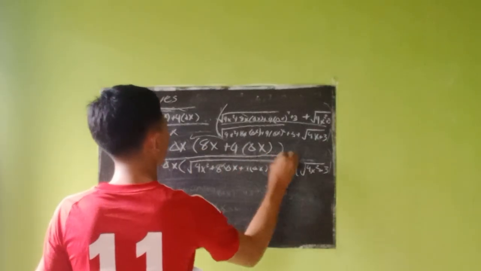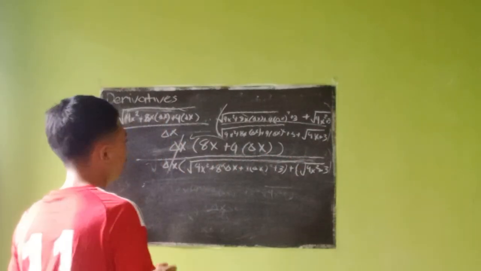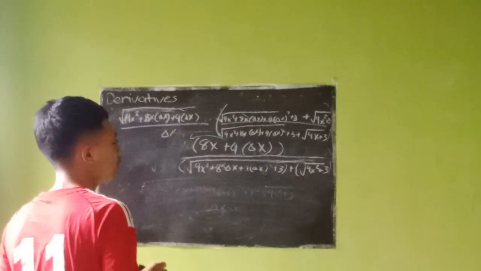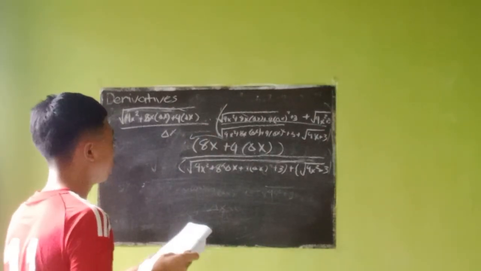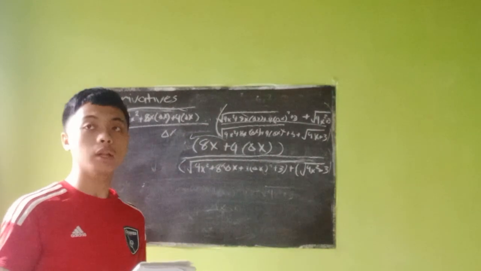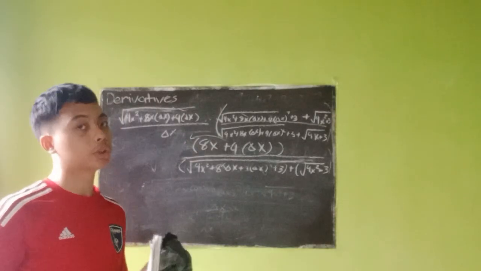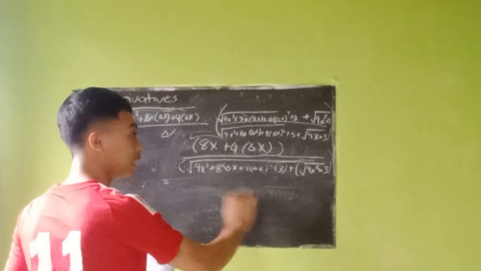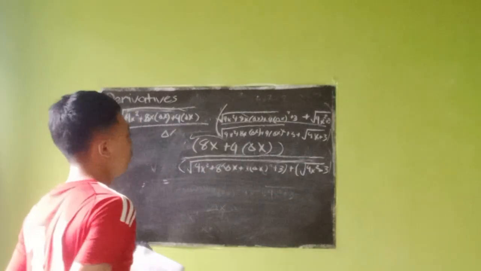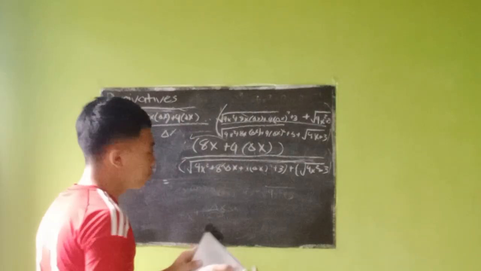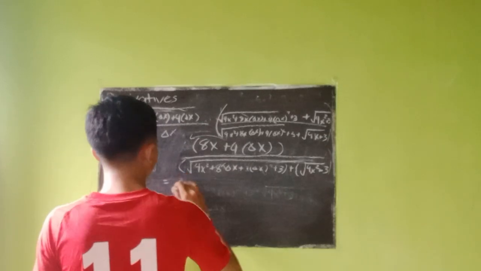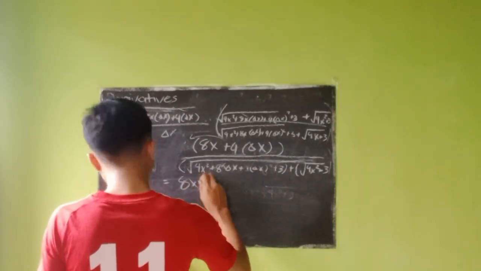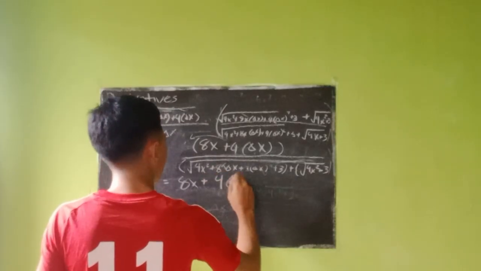And then after that, we can cancel it down, and this will be our result. Then we have to evaluate that using the limit as delta x approaches 0. This will make most of the delta x into 0. So we have to rewrite that. So we have 8x plus 4, 0.